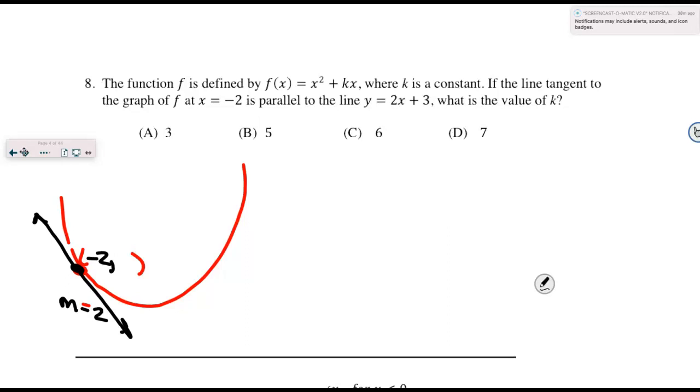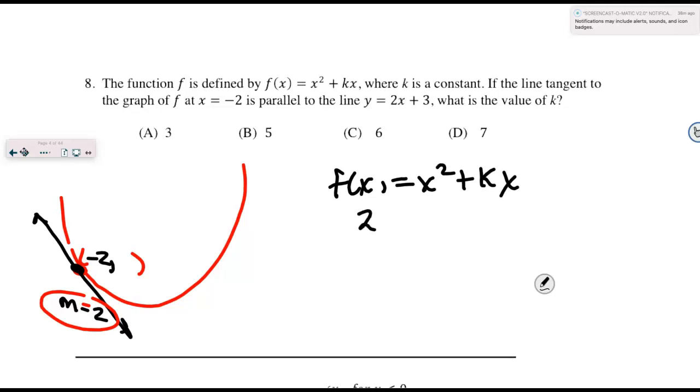You're going to have to take your -2. Agreed? What are you going to plug it into? F prime. F, which one? F prime. Yes. Oh, I see what you're saying. Yes, so I'm going to take my 2. I was actually finding the point, but we can go that route too. So my function is the parabola x squared plus kx. I know that its derivative has to equal 2, correct?